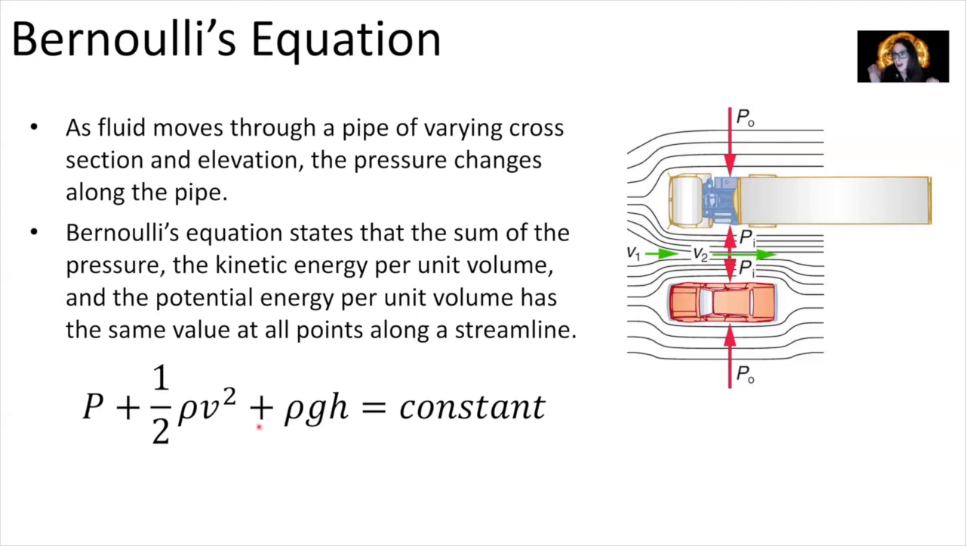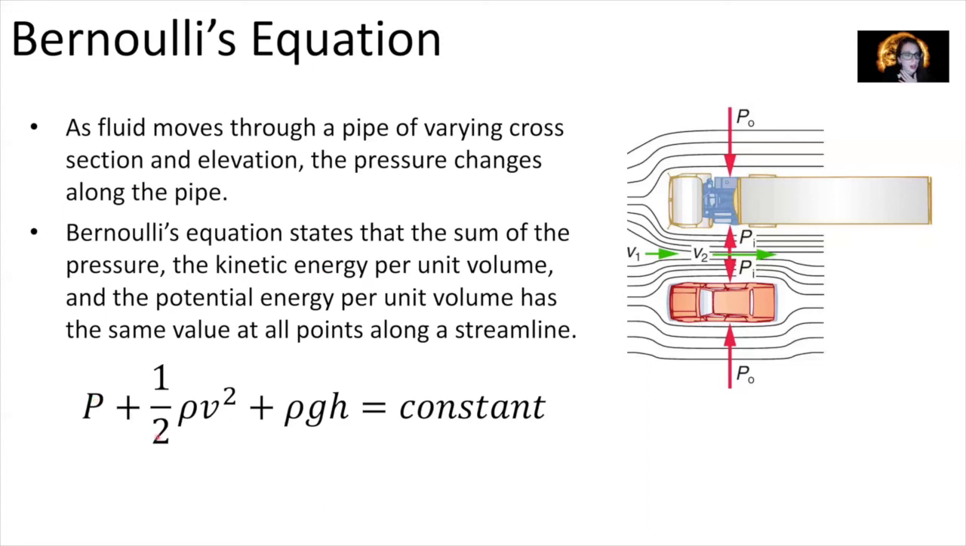And they're the sum of the pressure plus 1/2 rho v squared plus rho g h has to equal the sum of all those quantities at some other point in your system, assuming you're moving along the same streamline, okay? So, for example, where does this equation come from anyway? It comes from conservation of energy.